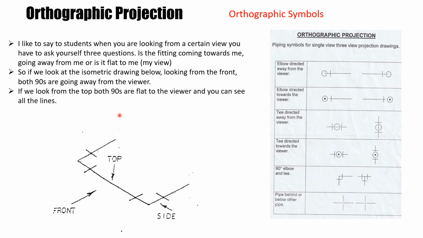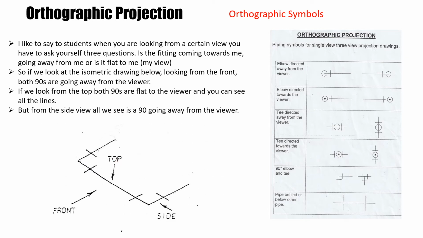If you're up here looking down, even though it says top right here, that's your view. So you're up here. You can be anywhere you want up here. And the question is, can you see this line? Well, sure you can. There's nothing in front of it, nothing blocking it. Can you see this line? Absolutely. And can you see this line? Absolutely. So you can see the entire drawing from the top view.